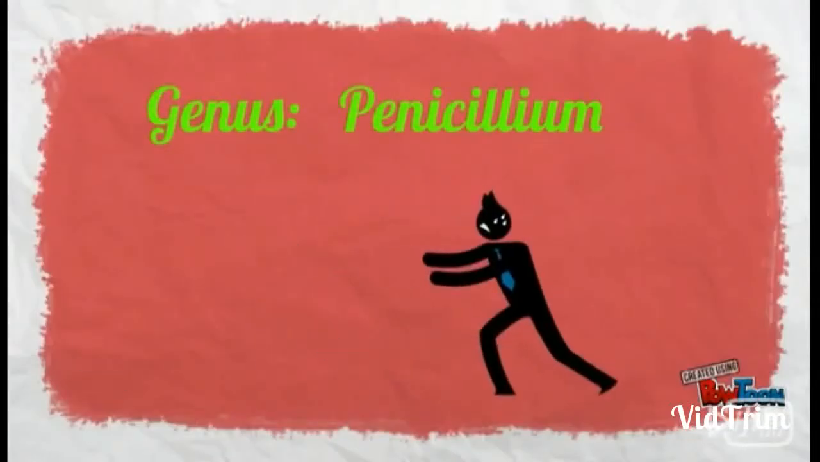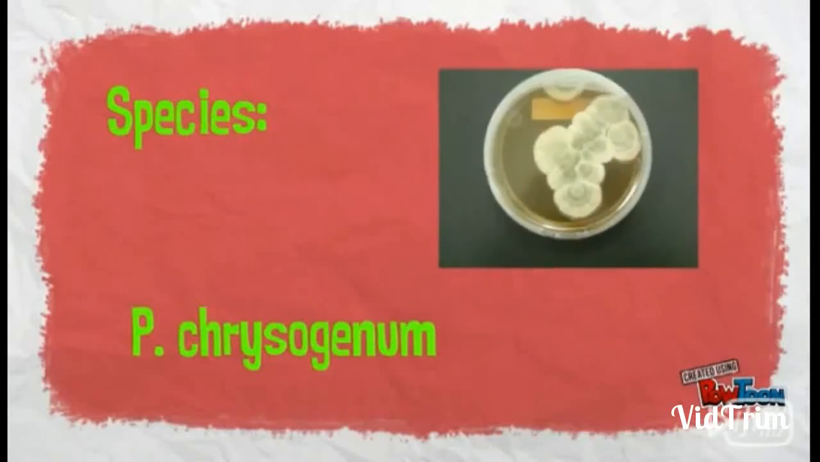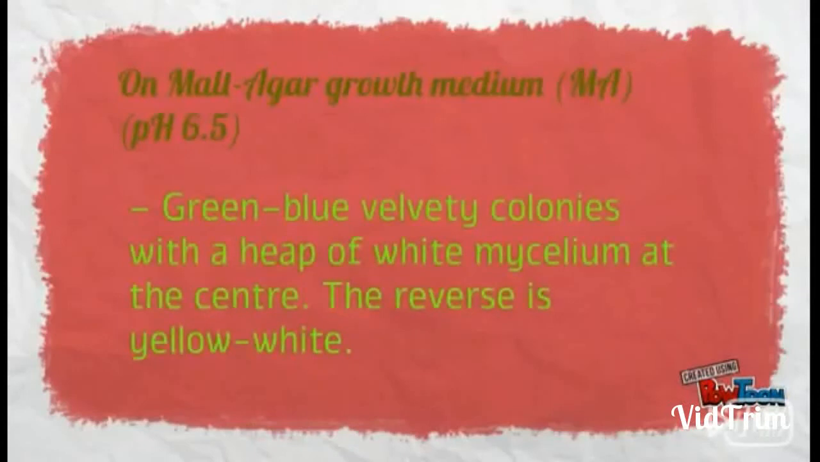Next, we talk about the genus Penicillium. The species is Penicillium chrysogenum. It has green-white velvety colonies with a heap of white mycelium at the center. The reverse is yellow-white.